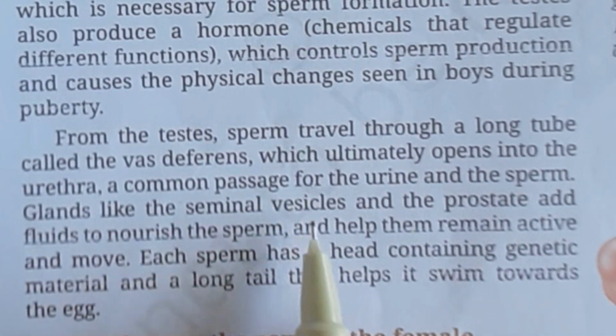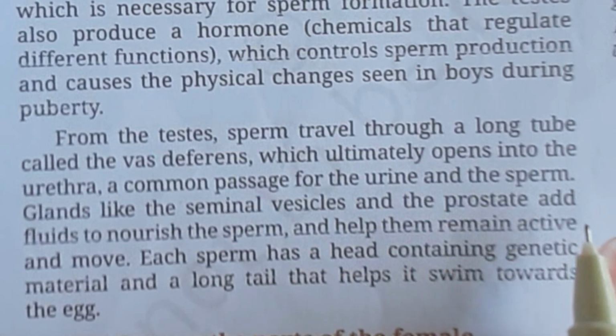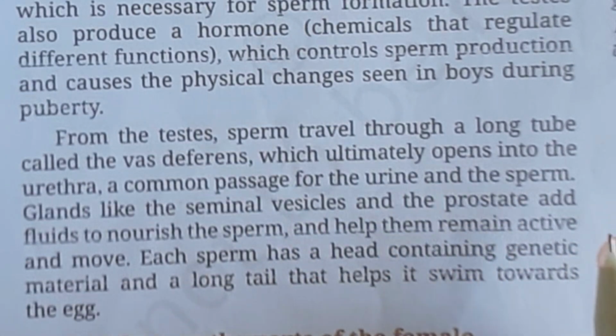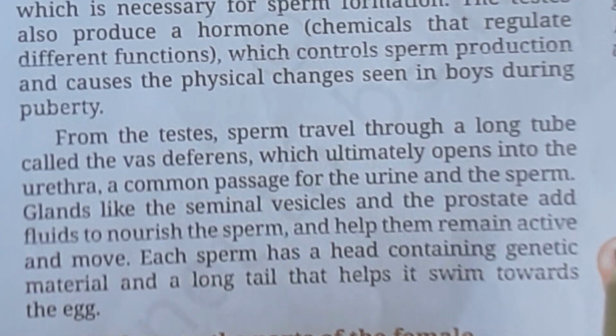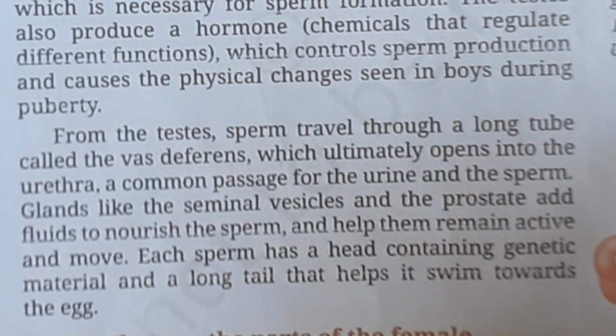Now in male, a common passage for urine and sperm is there. So we call it the urinogenital tract. So as in the male, there is a common path for urine and sperm, we call this tract the urinogenital tract.